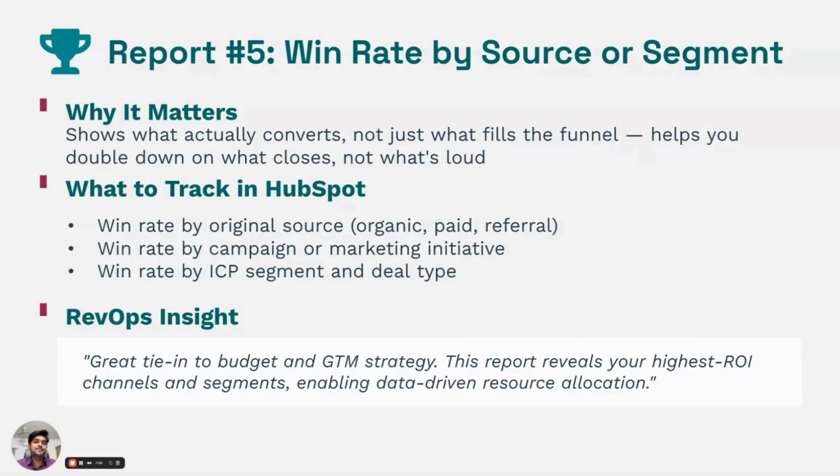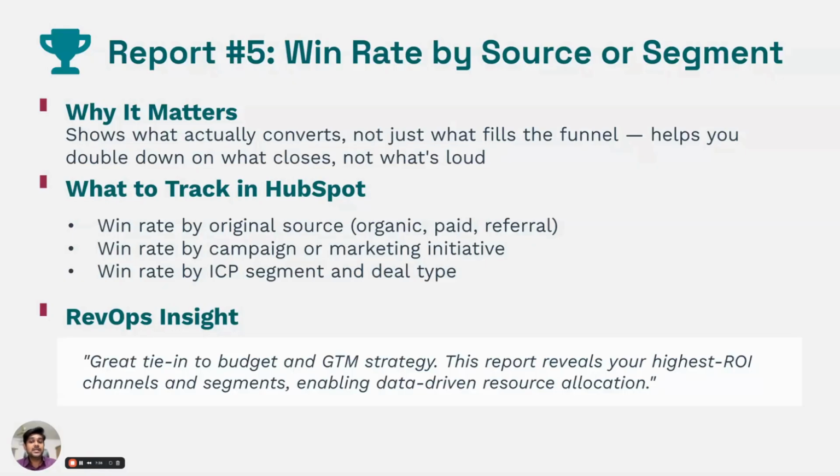Report number 5, win rate by source or by segment. This is where we get smart about where we are investing our resources. This report shows you exactly what converts, not just what fills the funnel. So what are we tracking here? We track win rate by original source, organic, paid, referral, etc. Win rate by campaign or marketing initiative, and win rate by ICP segment and deal type. Here's the insight. This helps you double down on what closes and what's not.